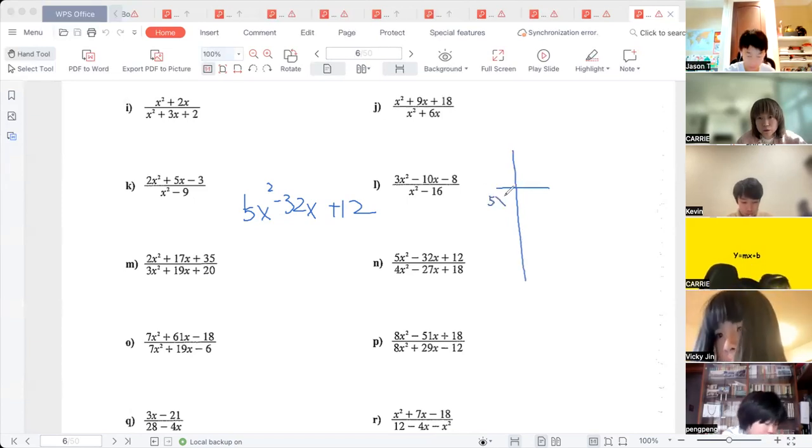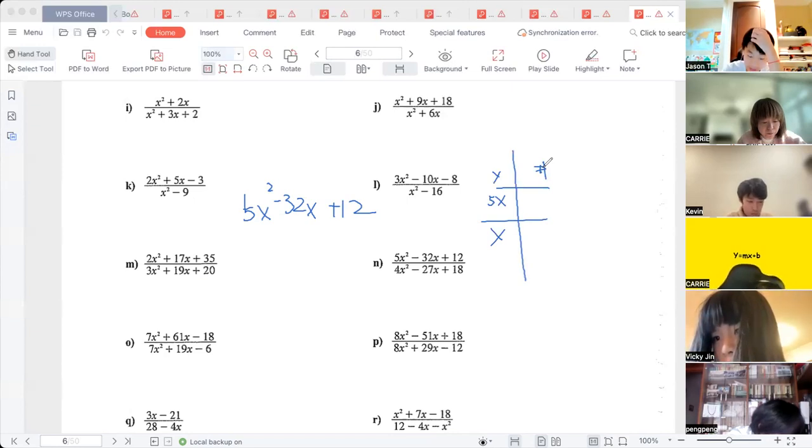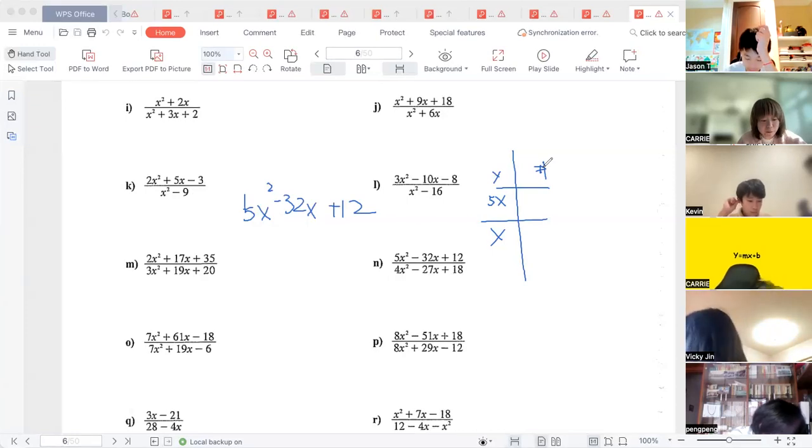Whoa, wait. Is it 5x minus 6? My God. Okay, look. It's 5x minus 6 in a bracket times x minus 2 in a bracket. Yay. Wait, no, I messed it up.